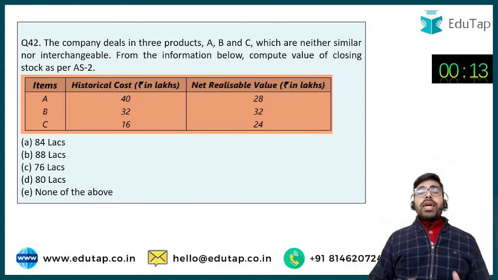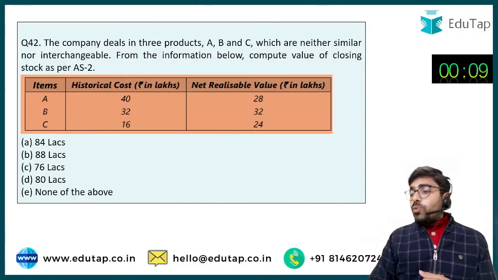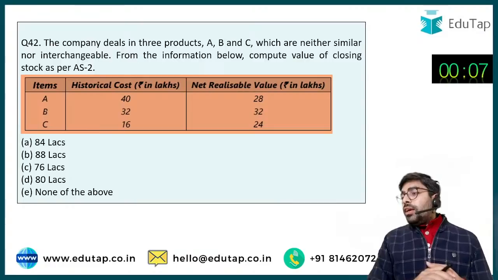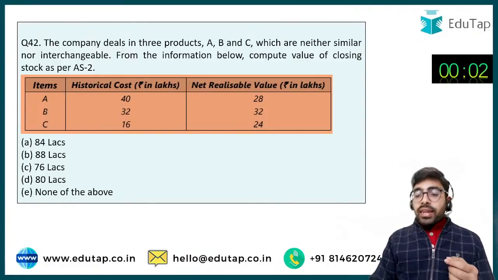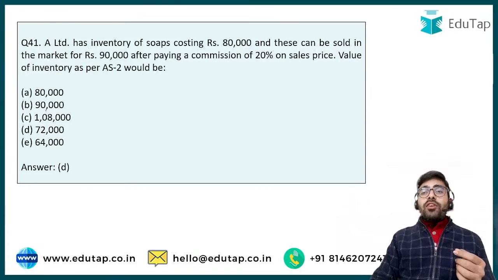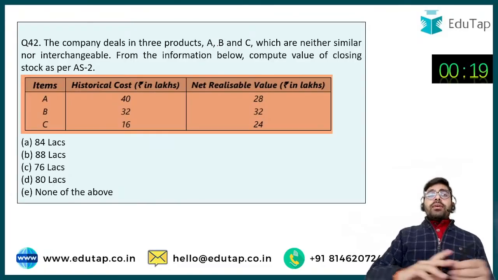Now another question. If you understood the previous question, I believe you would be able to answer this question as well. In the previous question, it is clearly mentioned that the commission of 20% is on sales price, so that's why we have done it.